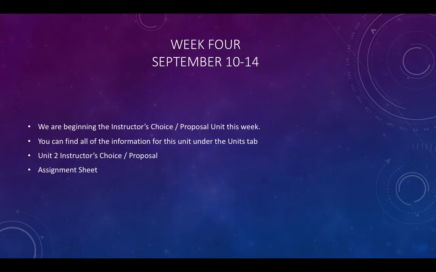This is a big week because we are in transition. You are finishing up your primary source essay and beginning the next part, which is your instructor's choice or proposal unit. You can find all of the information for this unit under the Units tab. Unit 2, Instructor's Choice Proposal, is the tab you are now looking for. And under this tab, you will begin with an assignment sheet, which details the criteria for this particular assignment.